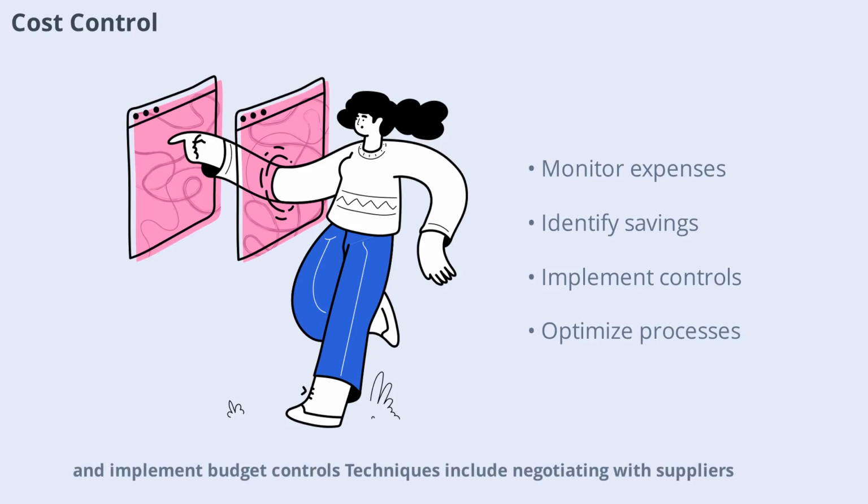Techniques include negotiating with suppliers, reducing waste, and optimizing processes. Effective cost control ensures that resources are used efficiently and supports long-term sustainability. It also enables organizations to offer competitive prices to customers.